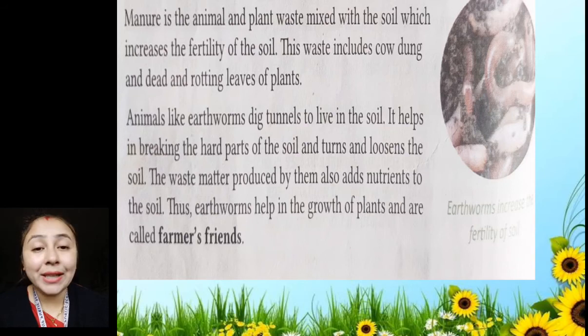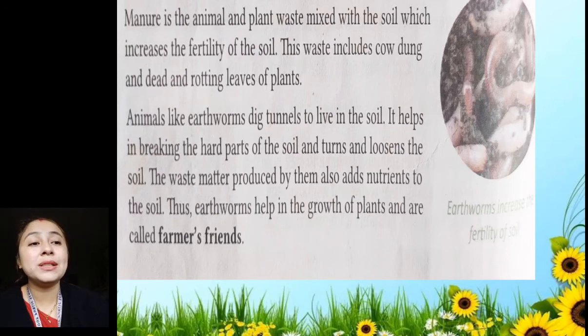Because when they live inside the soil, they dig tunnels inside the soil, and their waste adds nutrients to the soil. That is why it helps in the growth of plants. That is why earthworms are called farmers' friend. So hope this is clear to you all.